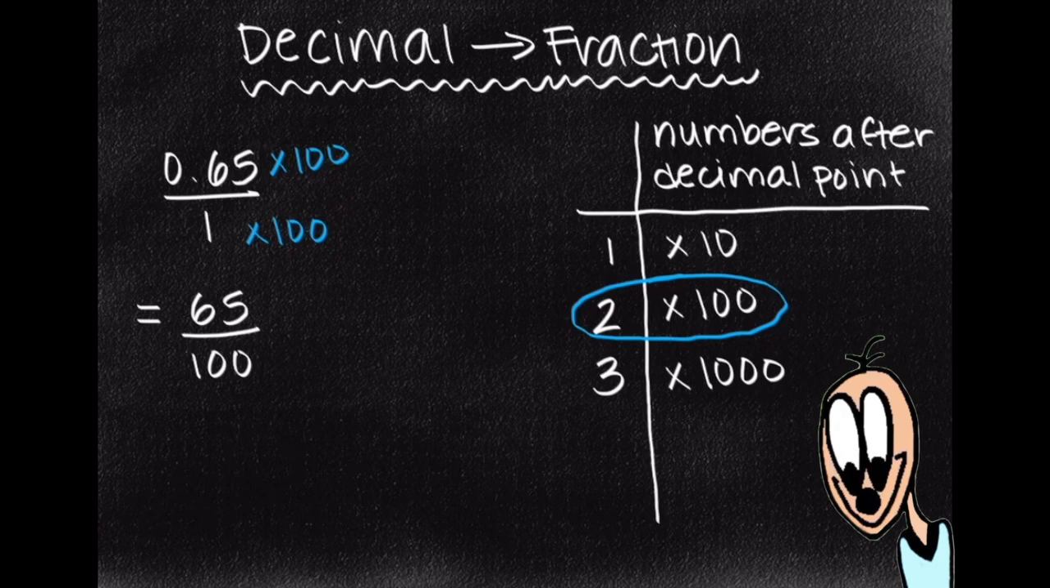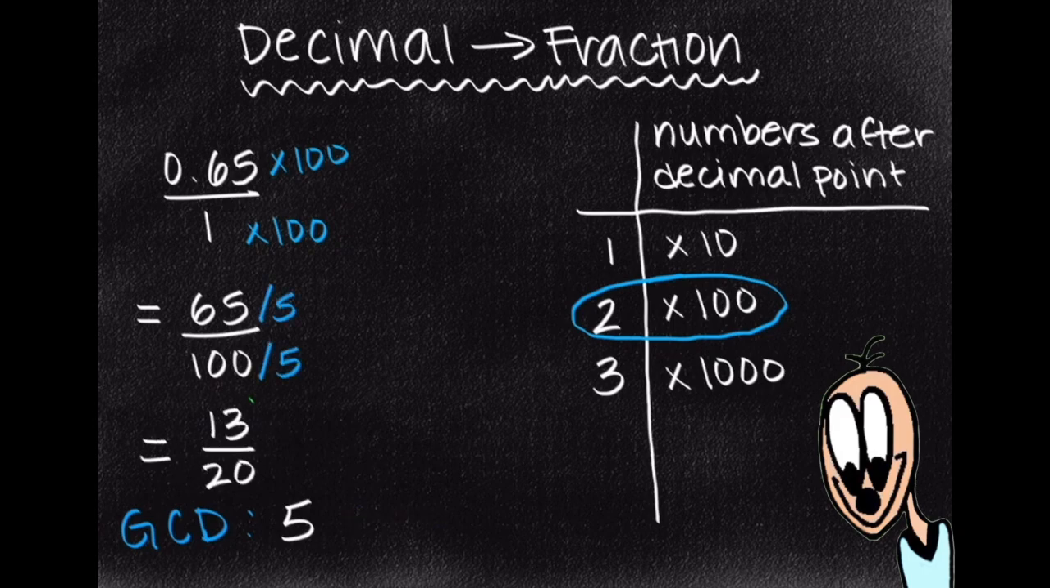So we could leave our fraction like this, but it's always best to simplify it. And to do that, we need to find the greatest common divisor between 65 and 100. And the greatest common divisor of 65 and 100 happens to be 5. So then we're going to divide the numerator and denominator, or 65 and 100, by 5. And once we do that, we get 13 over 20. So therefore, 0.65 as a fraction is 13 over 20. That is our final answer.